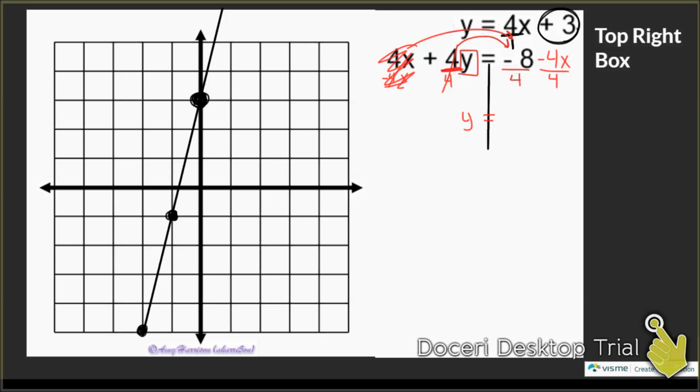are going to help me on the right side. So everybody, what's negative 8 divided by 4? So we should have said negative 2. And again, you're going to help me. What's negative 4 divided by 4? Should have had negative 1. That leaves us with negative 1x.